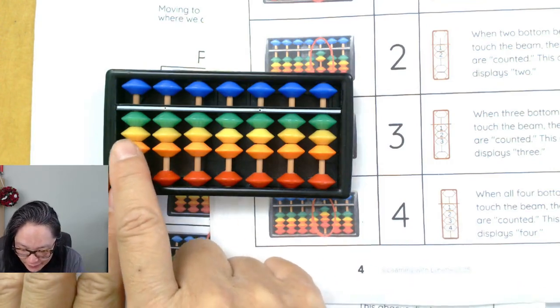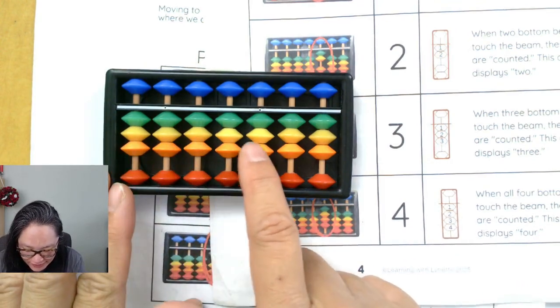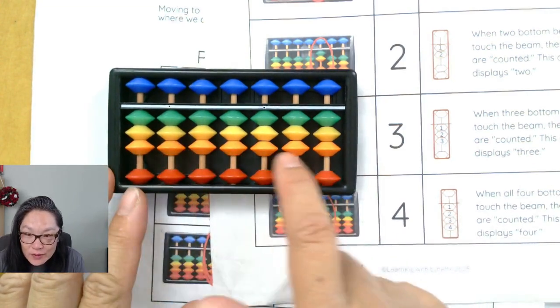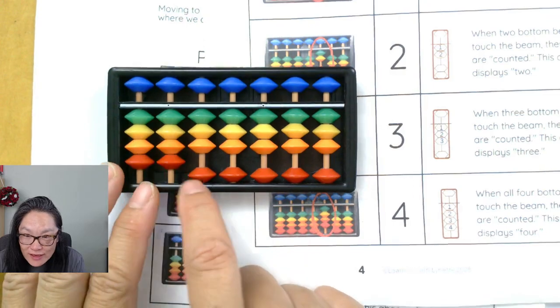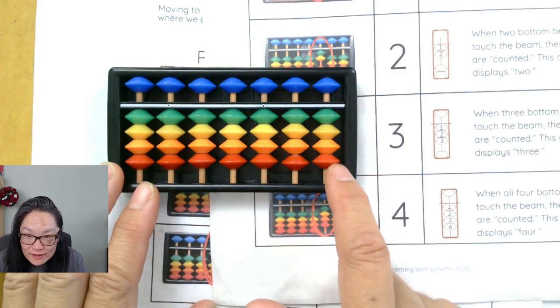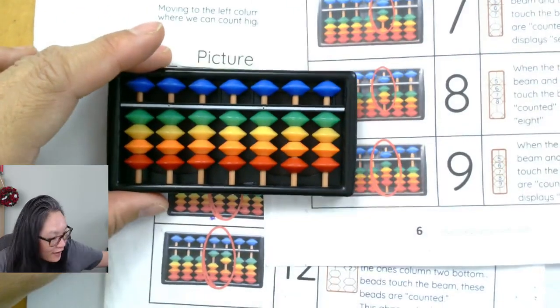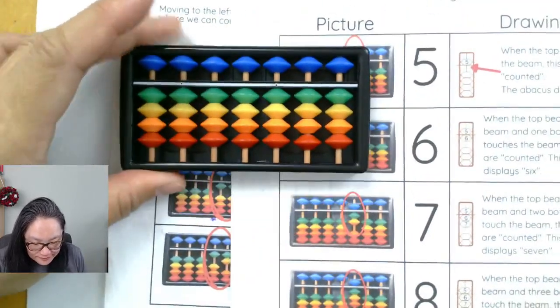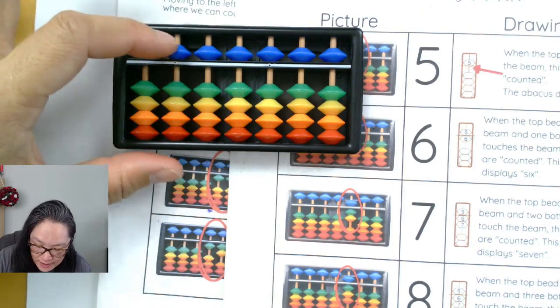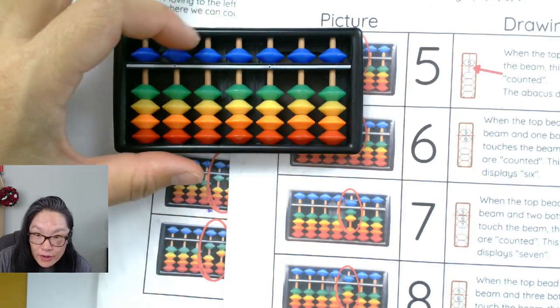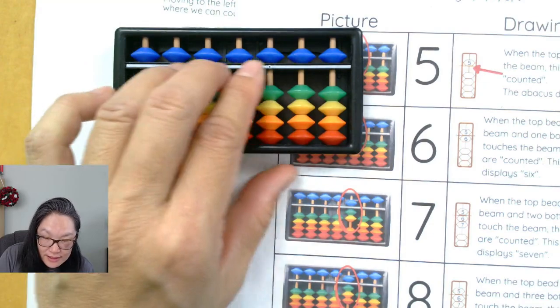So we have 3, 3, 3, 3, 3. All of these are 3s. After 3, there's 4, and that's what that looks like. This is what 4 looks like. And then after that, we have 5. All of these beads that are top beads, this is the value of 5. All of these are 5. This is what 5 is.